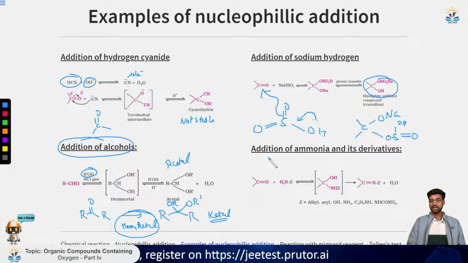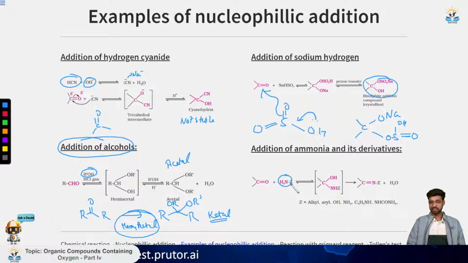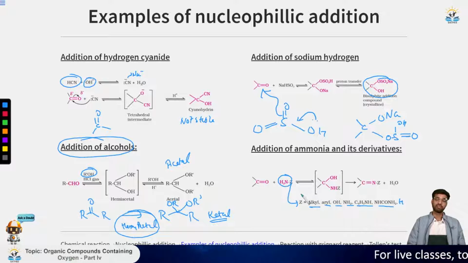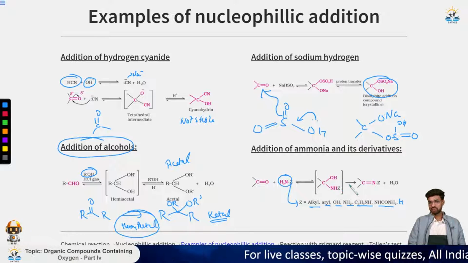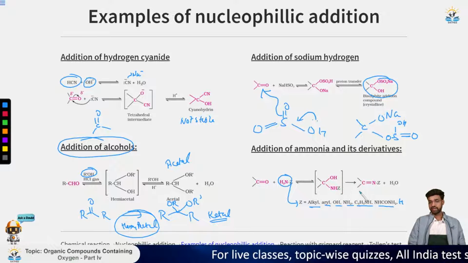Now next we have the addition of ammonia and its derivatives. So we are taking a derivative of ammonia, or you can take ammonia also. Z can be alkyl, aryl, OH, NH2, C6H5NH, NHCO2 or H also. So it can be anything. Upon this addition, we get a similar product, one of the H will be transferred to this oxygen, and we will get this intermediate.